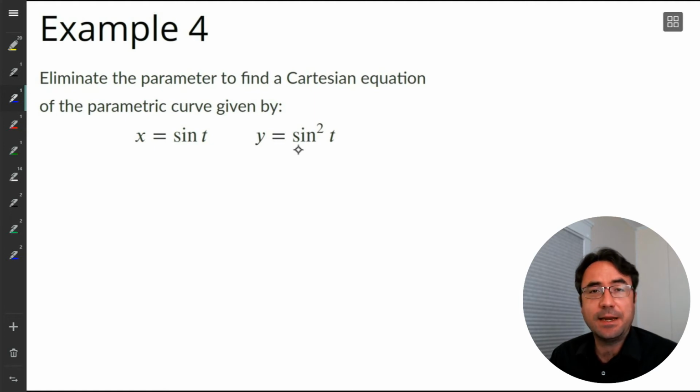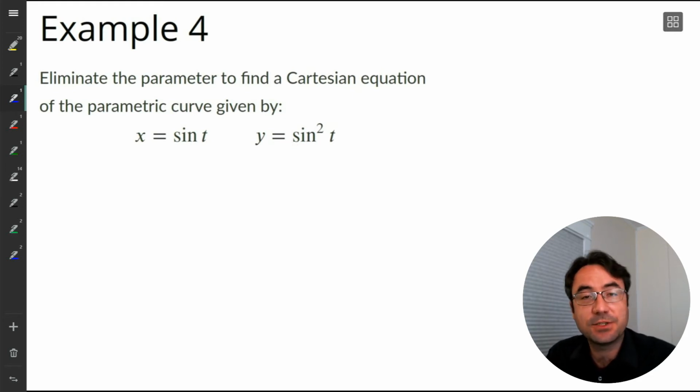We might think trig identity. So we have some trig functions here, but the usual trig identity doesn't jump out because it's sine squared plus cosine squared. We have sines here. We have x in terms of sine, and y in terms of sine. So what we could actually do is, since we have x in terms of sine and y in terms of sine, instead of solving for t, we could just solve for sine of t.